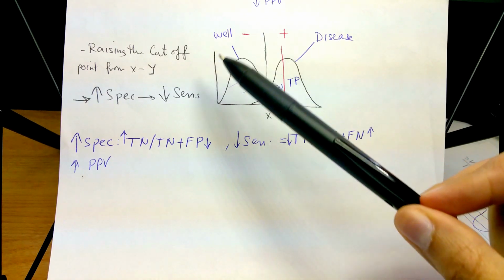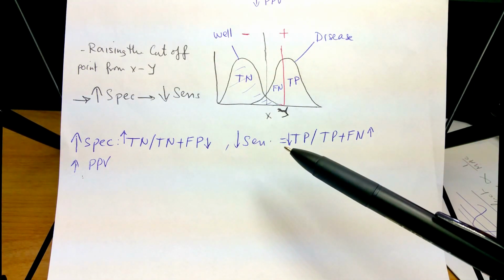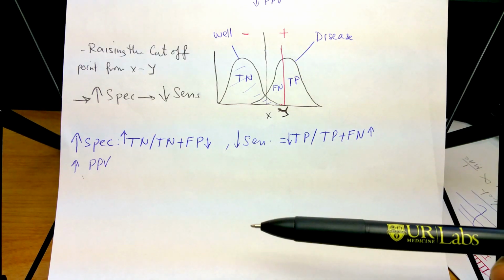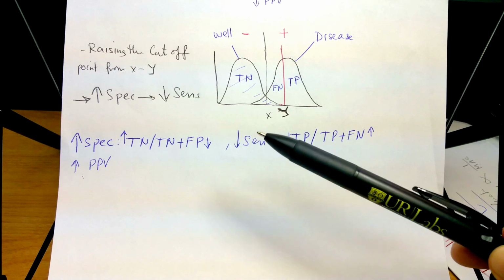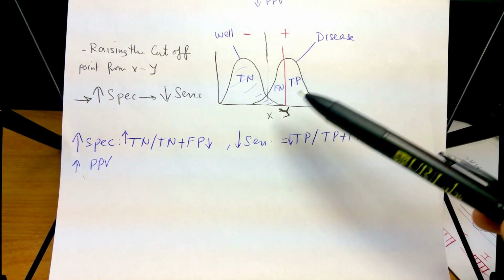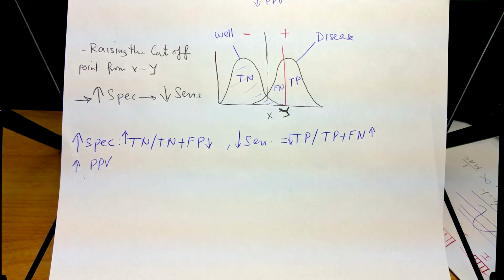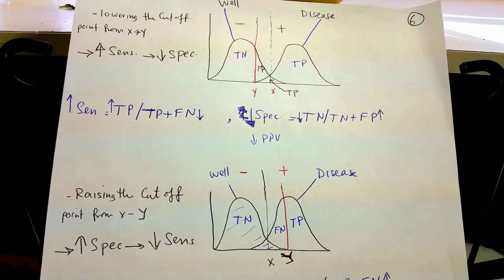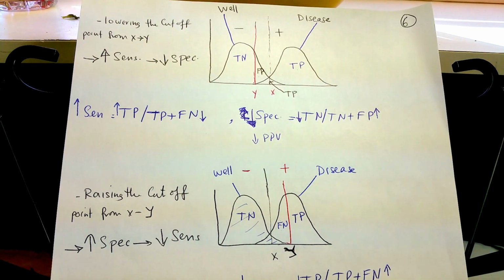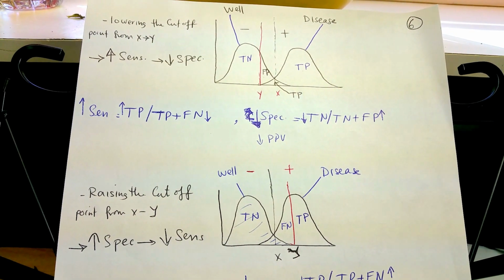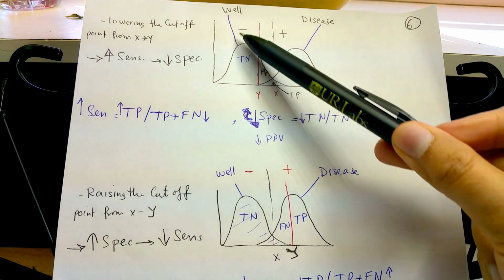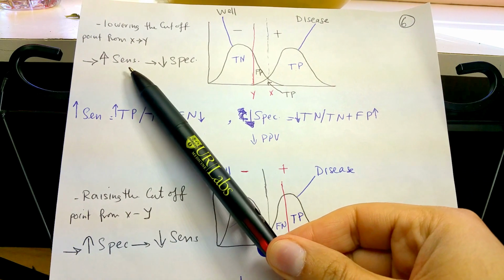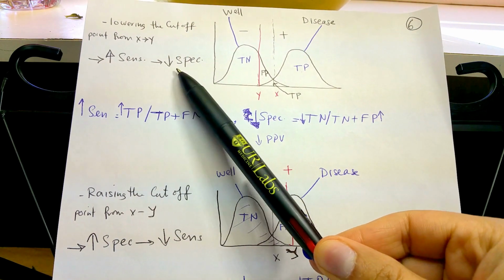So you're able to get this information from the graph, or an easier way is to get it from the formulas, and know whether they increase the cutoff, moving it toward the diseased, or decrease the cutoff, moving it towards the well. So another example here is when we lowered the cutoff from X, moved it towards the well people. What will happen? Lowering the cutoff will increase the sensitivity and decrease the specificity.